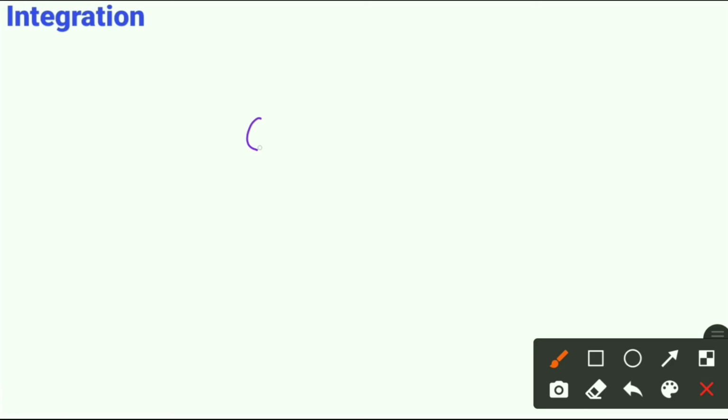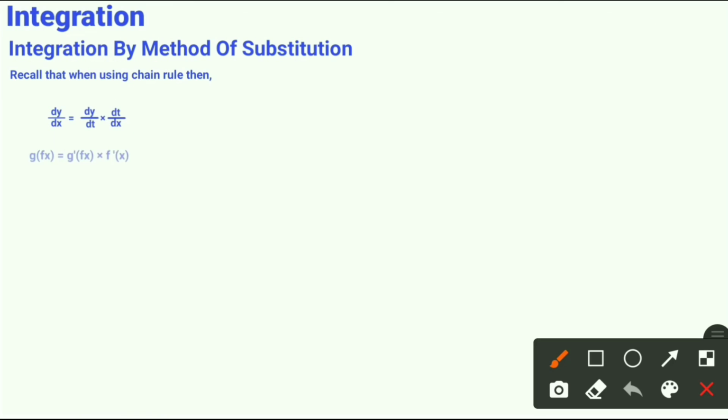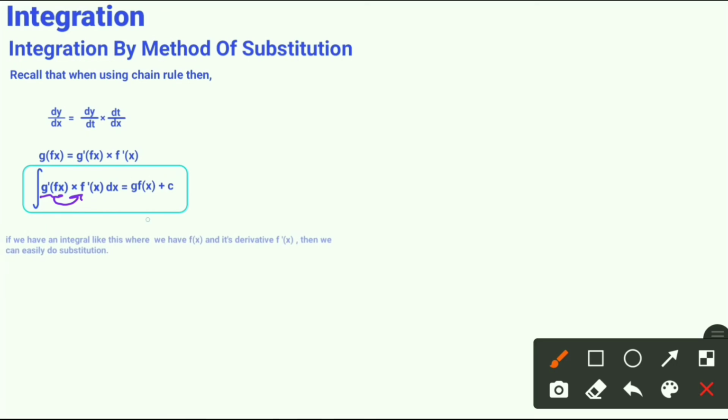In the substitution method, for example, let's say that I have this expression, ax plus b to the power n, multiplied by a. If the derivative of this inner function is multiplied outside, then it is confirmed that you can do substitution. Integration by the method of substitution is connected to the chain rule and composite functions. So this is a composite function, and this is its derivative. Then you can easily do substitution.